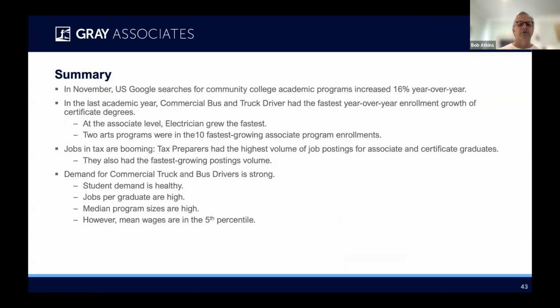Commercial bus and truck driver was the fastest growing certificate. At the associate level, electrician grew fastest, and 2 arts programs made it in the 10 fastest growing associate programs for enrollment. Next thought, and I don't see a lot of this being taught at community colleges or even elsewhere, tax is a boom right now. I don't know how long that'll continue, but I suspect once we put 86,000 auditors in place at the IRS, there's going to be a need for a lot of tax support below that.